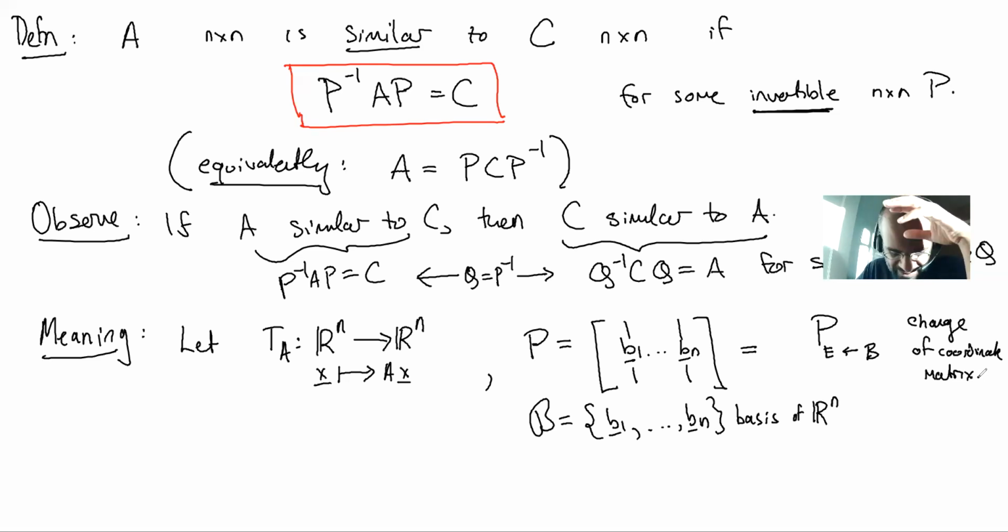Any questions so far? I'm just interpreting my P in a particular way. Oh yeah, and I'm interpreting my A in a particular way too. A is just the matrix of TA with respect to the standard basis. That's something we did before the first midterm, right? Any questions about this? This is just the setup. I haven't told you what I'm going to do with it yet.